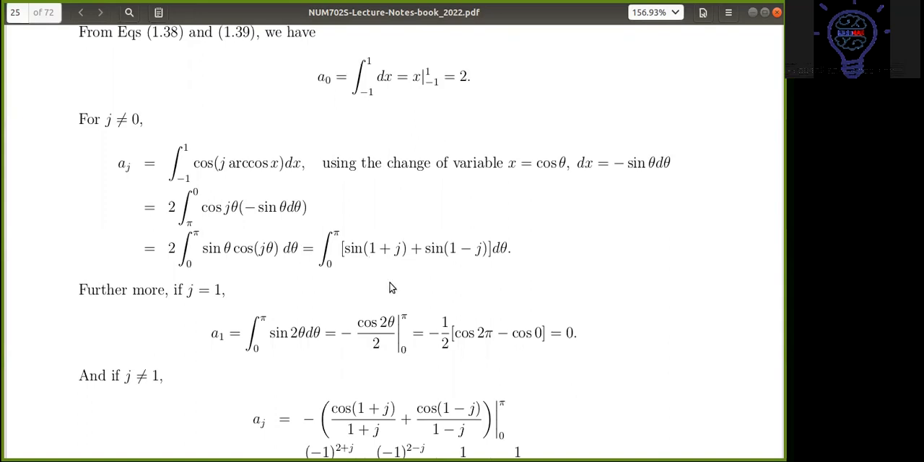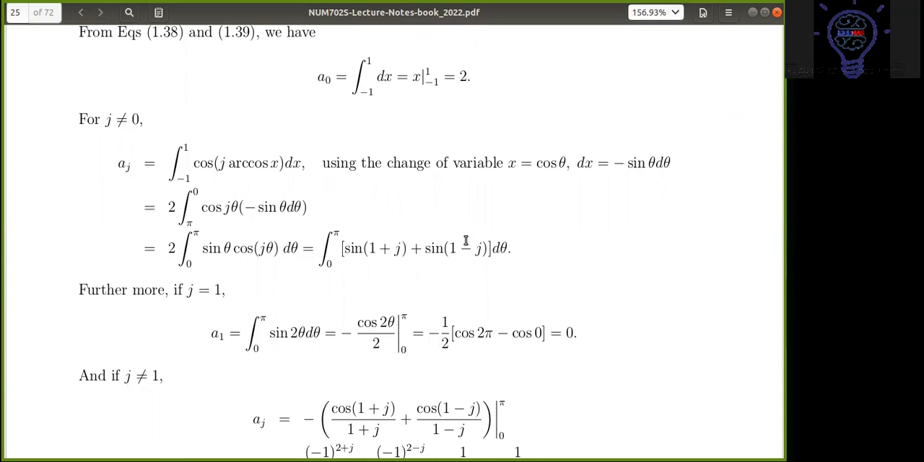Before integrating this, we need to distinguish the case where j is 1, because this will cancel out, and the case where j is different from 1. When j is 1, sine of (1 minus j) theta will be 0. So we'll be left with, for j equal to 1, 1 plus 1, which is 2, so it will be sine 2 theta. And this time I did not forget theta. The antiderivative of sine 2 theta is negative cosine 2 theta over 2. If we integrate from 0 to pi, cosine of 2 pi is 1, and cosine of 0 is also 1. So when we take the difference, it will be 0. So a sub 1 is just 0.